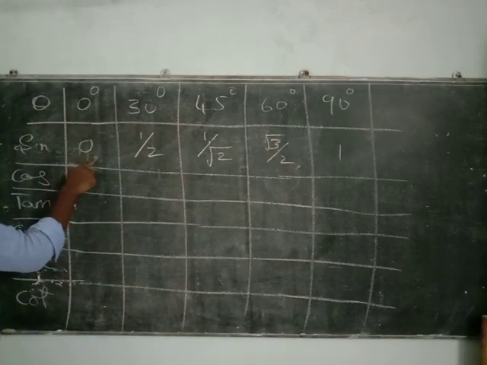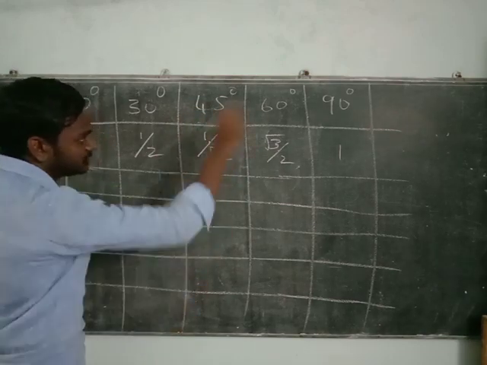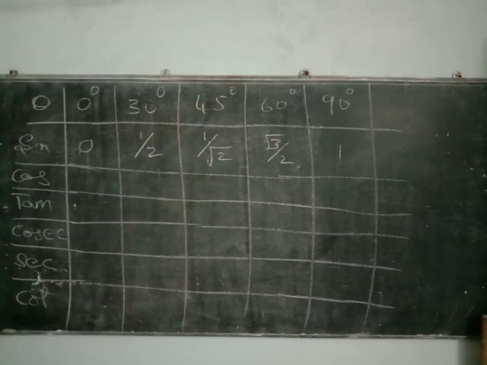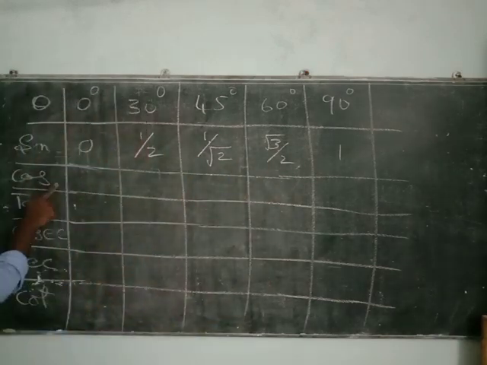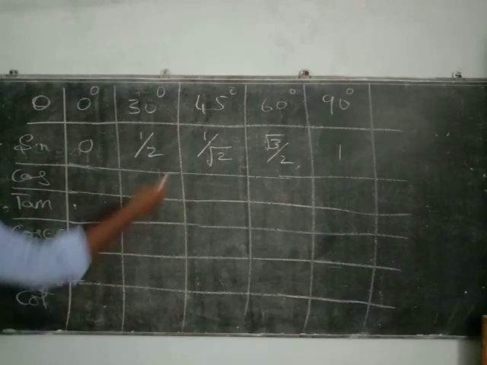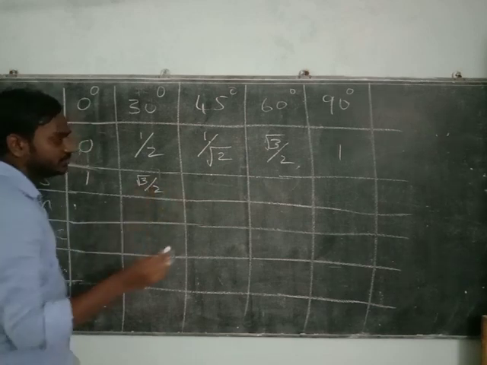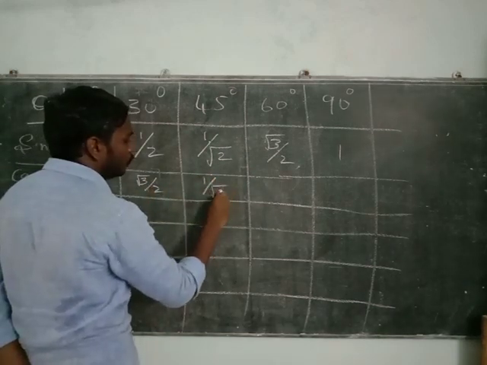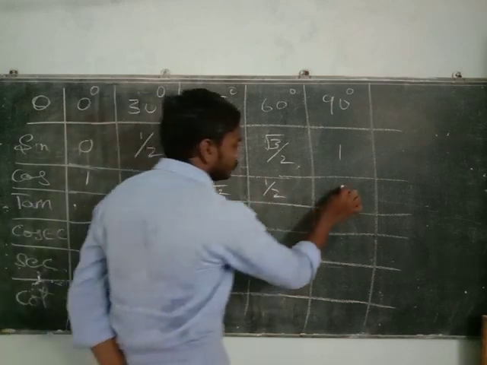Sine 0 degrees is 0, sine 30 is 1 by 2, sine 45 is 1 by root 2, sine 60 is root 3 by 2, sine 90 is 1. As you are proceeding in this way, to get the values of cos, write them from the reverse side: 1, root 3 by 2. This is a simple way to remember: 1 by root 2, 1 by 2, and 0.